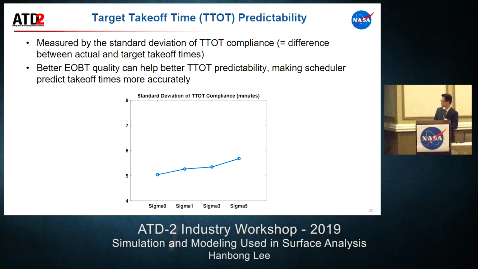And we see the better UVT quality shows the smaller standard deviation of the TTOT compliance. That means the better UVT quality can help the scheduler predict the target takeoff time more accurately, closer to the actual takeoff times. So we can increase the confidence in our scheduler output with better UVT accuracy. And with this reliability, we can reduce the target excess queue time in the scheduler to have more gate holding and taxi time reduction.